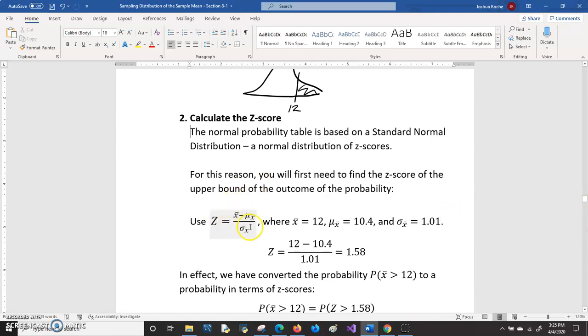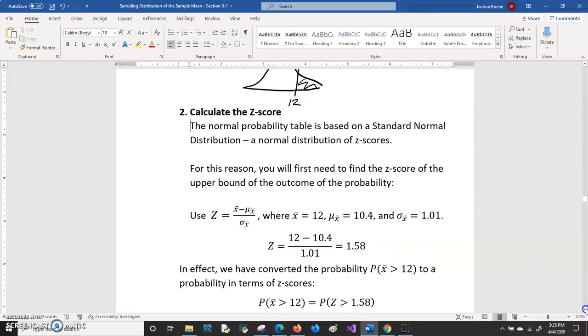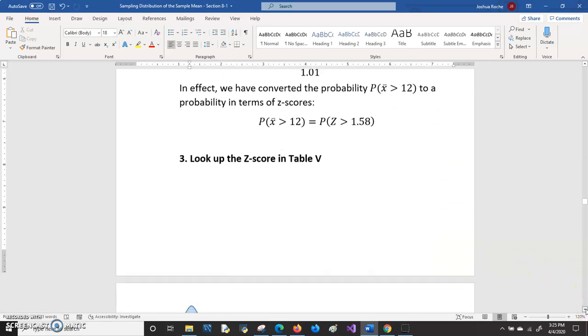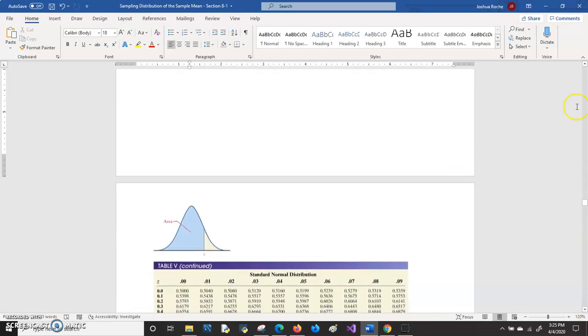Now we'll use this z-score formula because we're dealing with sample means. Plug in the 12, 10.4, 1.01 for our standard deviation, and the z comes out to 1.58. So we'll go to table 5 and look up that value.